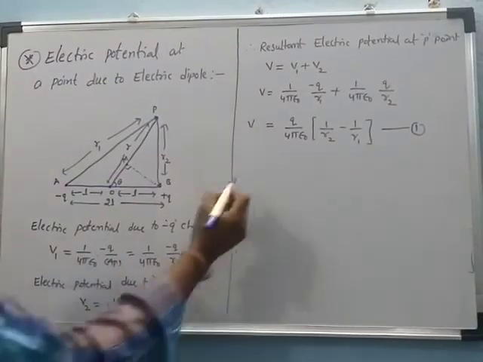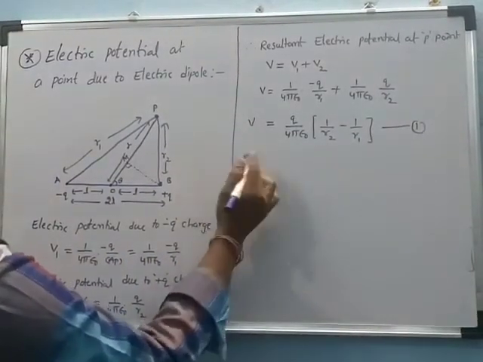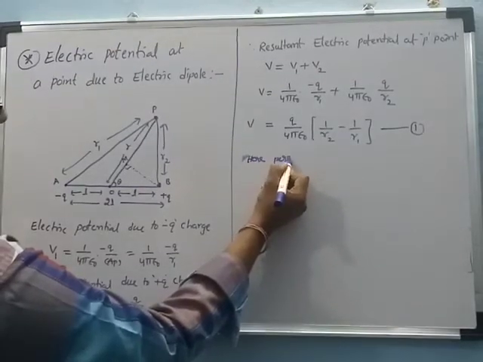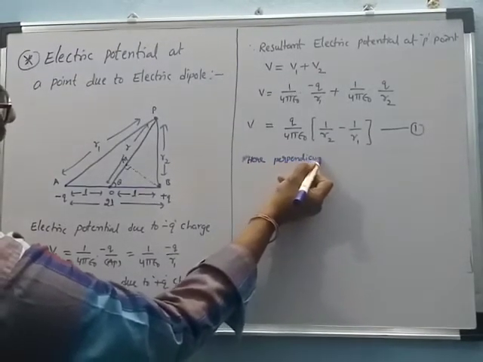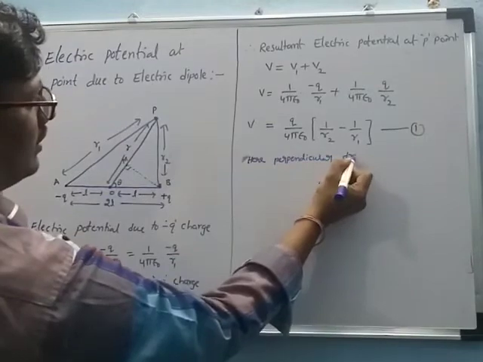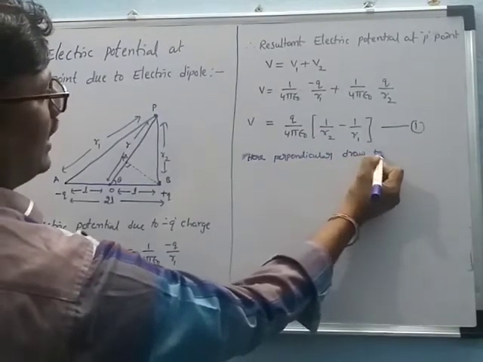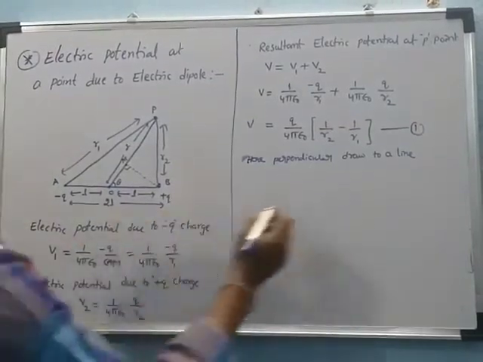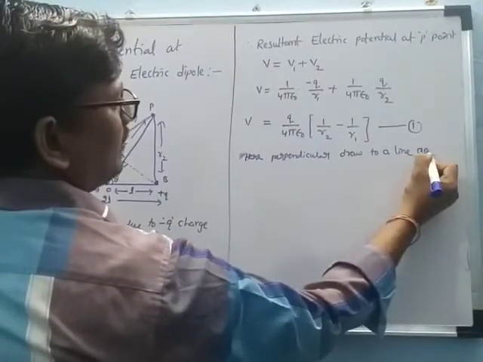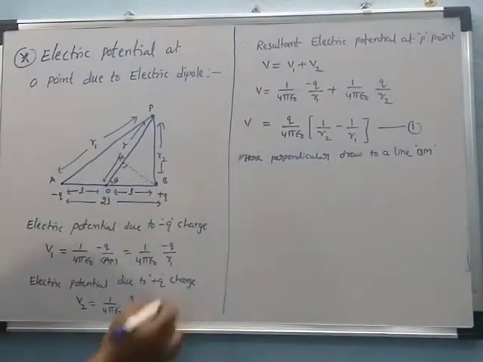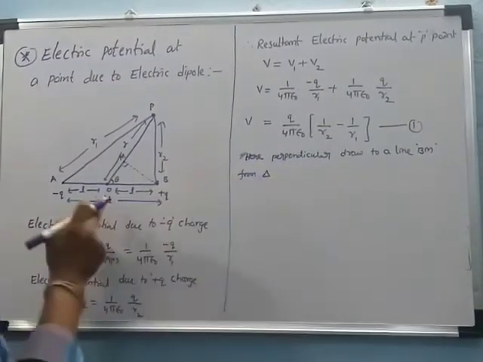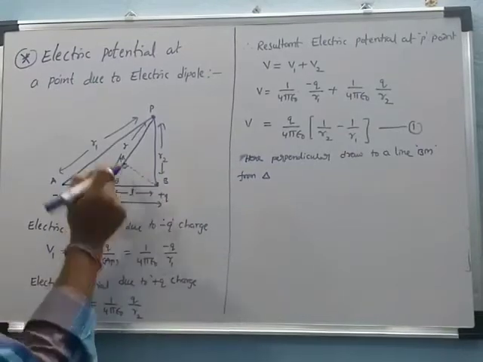From the triangle, the perpendicular is drawn to a line, the line BM. From the triangle, what is the second one? The triangle OBM.